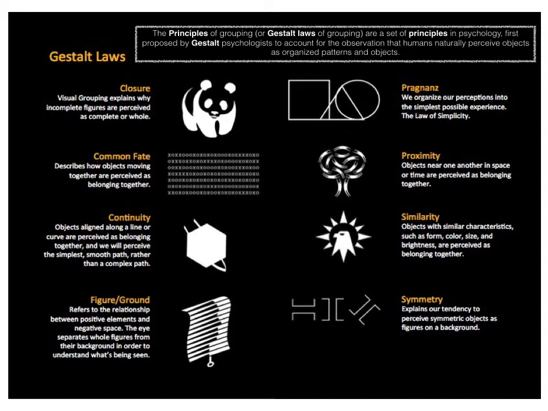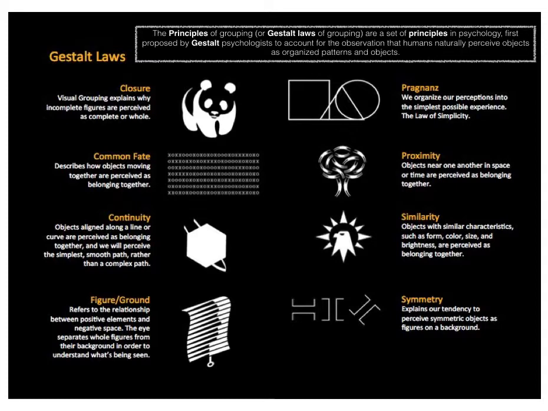Proximity means that objects near one another in space and time are believed as belonging together. So for example, in this tree, even though they're little separate brushstrokes, we see them as becoming the branches and leaves. Similarity means that elements with similar characteristics such as form, color, size, and brightness are perceived as belonging together. It's why we perceive this as a sun with the eagle in it.